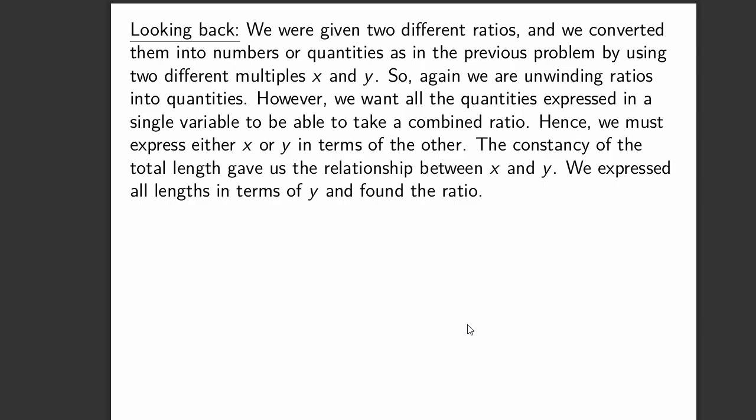All right, so now let's again look back. We were given two different ratios and we converted them into numbers or quantities, let's say, so lengths basically, as in the previous problem, by using two different multiples x and y. So here again, as I mentioned, we are unfolding or unwinding ratios into quantities. But here the difficulty was we got our quantities in terms of two different unknowns, but we could set one equation, obtained using the length of AD, which helped us to express one unknown in terms of the other unknown. So eventually we ended up getting all the quantities in terms of a single unknown y, and after we did that, we easily took the ratio of all the lengths that we wanted, and we obtained the desired ratio.